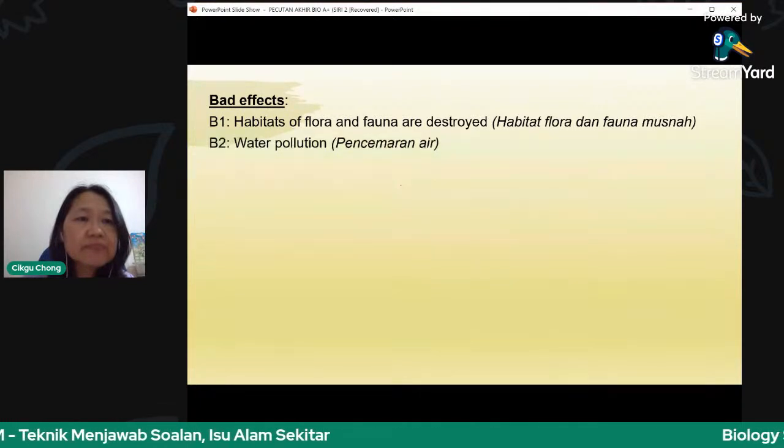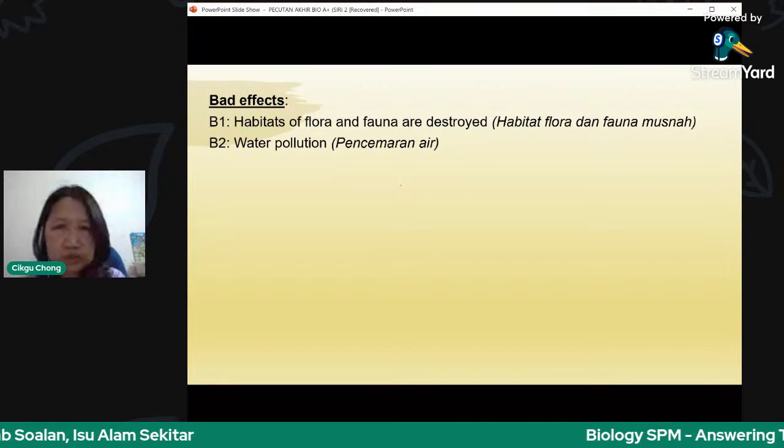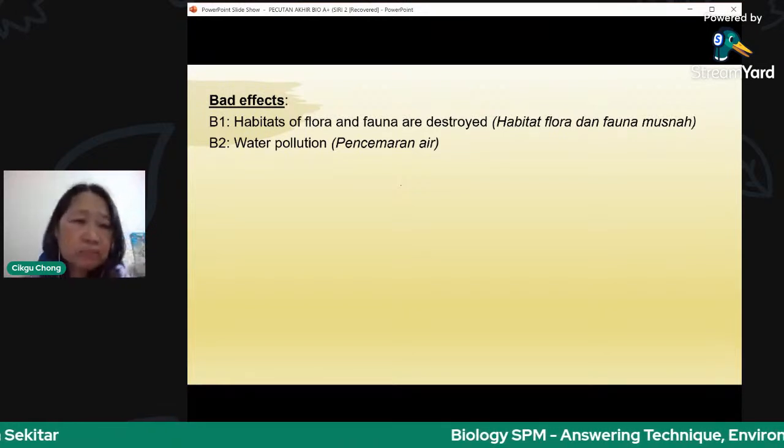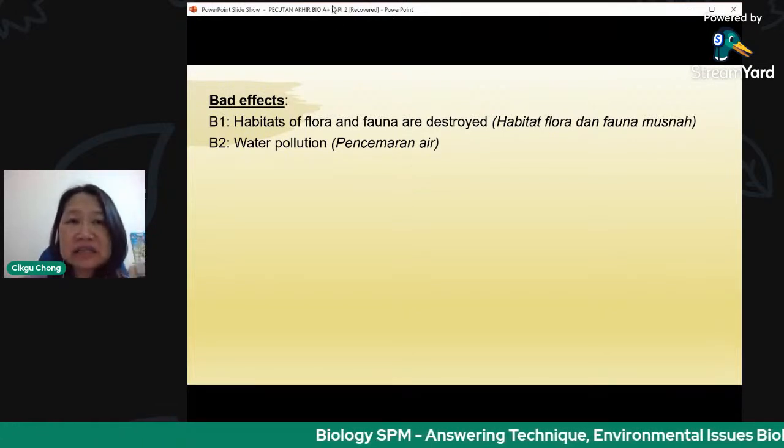So remember, water pollution like this, you cannot just say water pollution. You say this causes water pollution. Make a sentence. Don't just put the point there. Okay, I hope I answer your question.